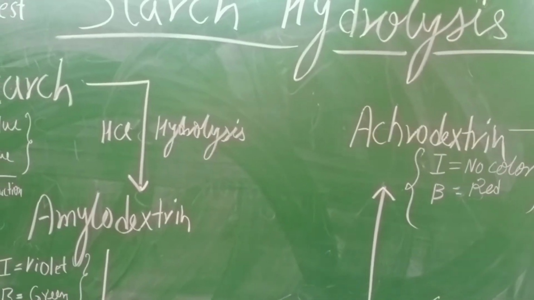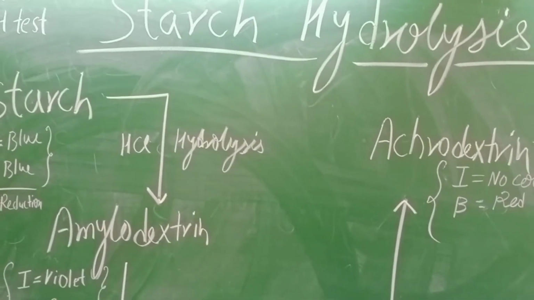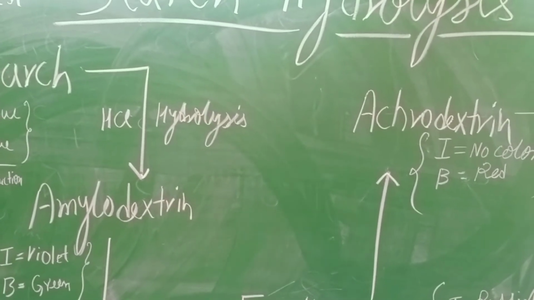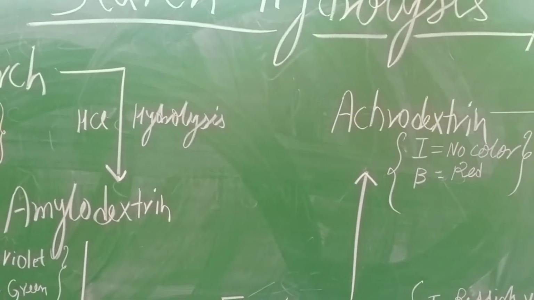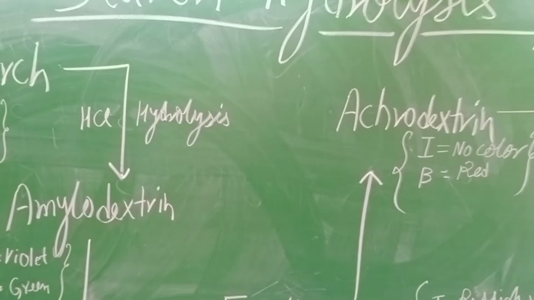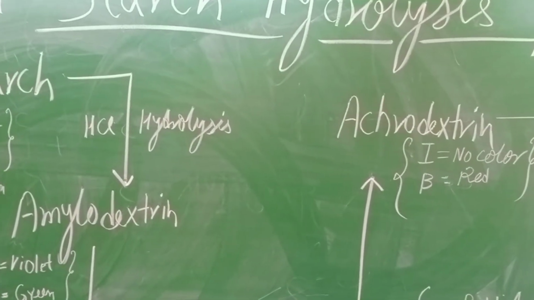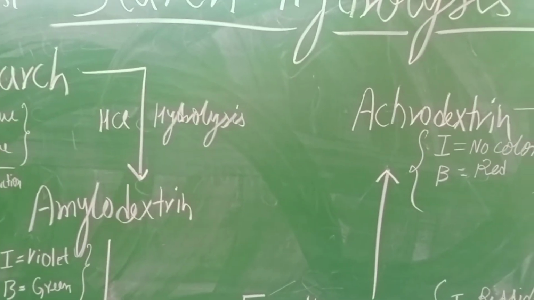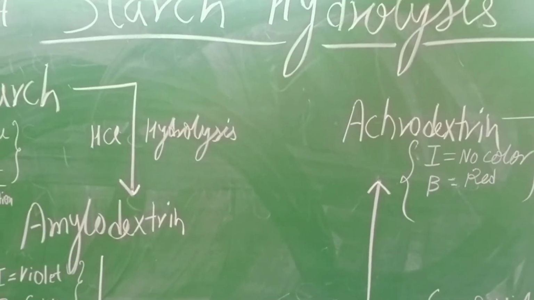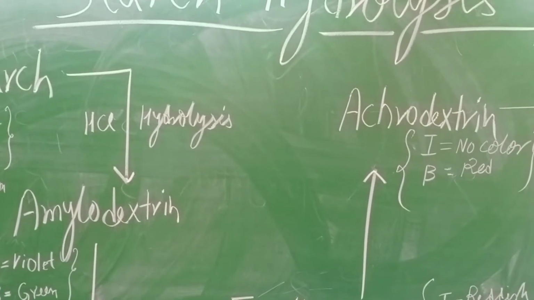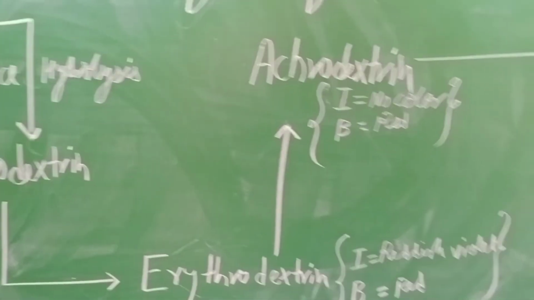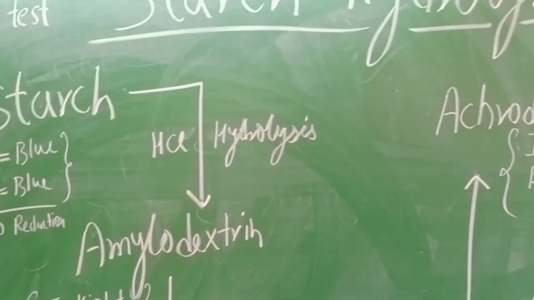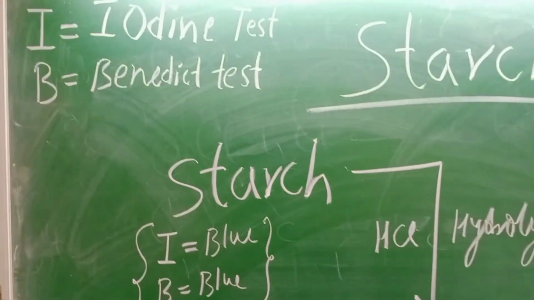So, for the purpose of assessment of the progression of starch hydrolysis, I selected the colorimetric method, that is by change in color or by formation of color with the help of a suitable chemical reagent, we can know the progression of hydrolysis, as well as what are the various intermediate products which are formed during this particular path.